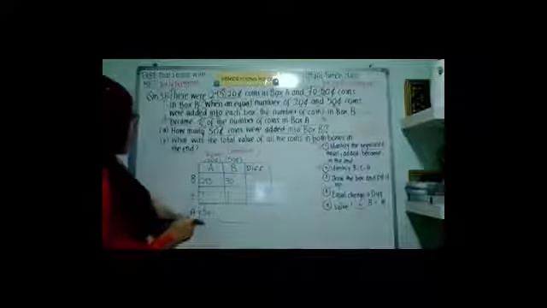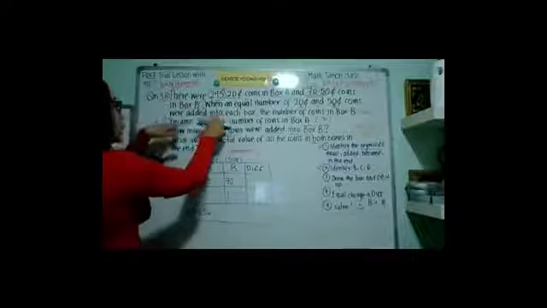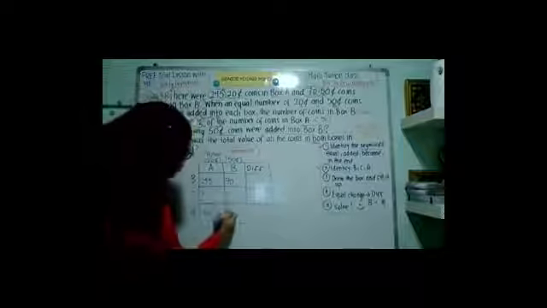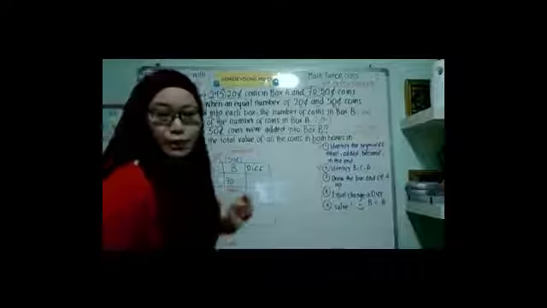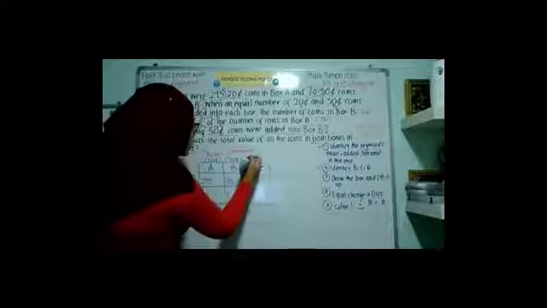Alright, then after A. After A, how many units? 5 units. Okay, then after B, how many units? 2 units. Put there 2 units. Clear so far? Okay. Then let's move on to difference.